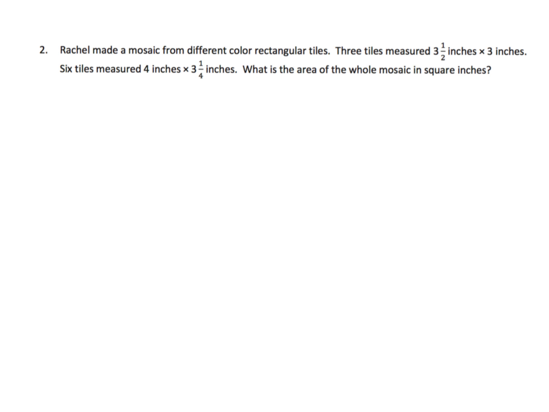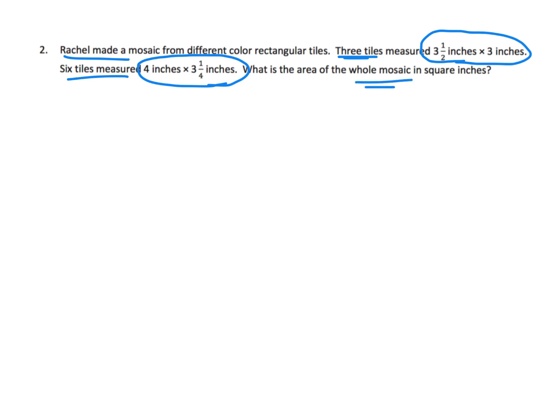Now they're removing the scaffolding even further, and they're giving us some practice with a word problem. So it says, let's see, what does it say? It says Rachel made a mosaic of different color rectangle tiles. 3 tiles measured 3.25 inches by 3 inches. 6 tiles measured, oh my goodness, 4 inches by 3.25 inches. What is the area of the whole mosaic?